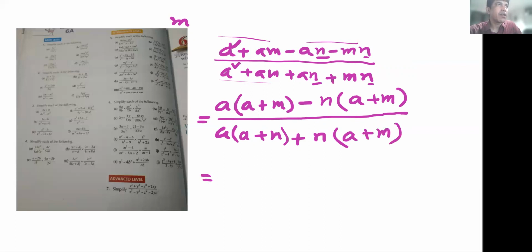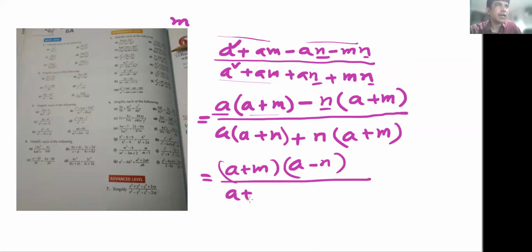So now we can cut them. Take common again, a plus m, then it will remain a minus n. Then same way, a plus m. Then it will be a plus m. Got this point? So this and this will get cancelled.